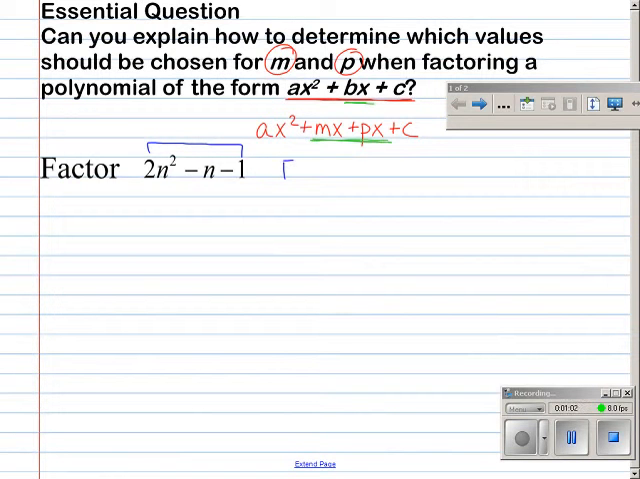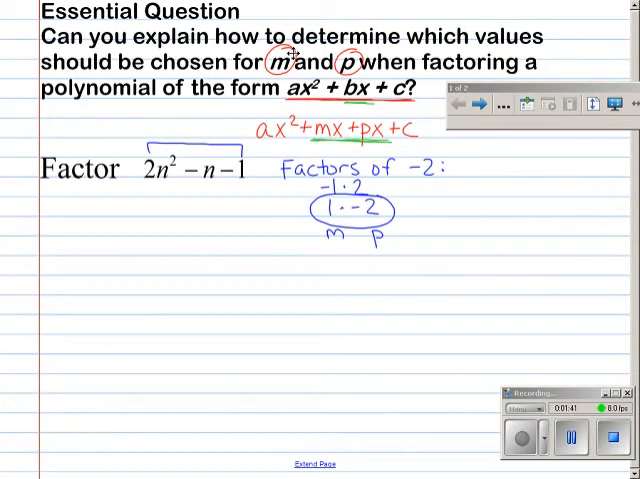So let's list the factors of -2, which would be -1 and +2, or +1 and -2. Now we're still going to apply the same principle, -1 times 2. If I added those two numbers together, would that give me a -1? No, but if I added +1 and -2 together, that would give me -1. So we're going to use 1 and -2 as the m and the p.